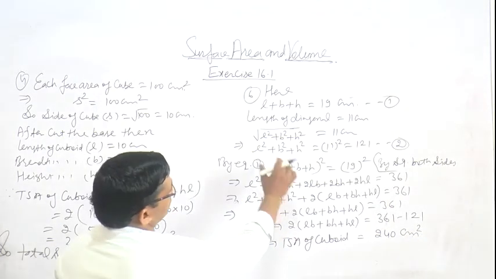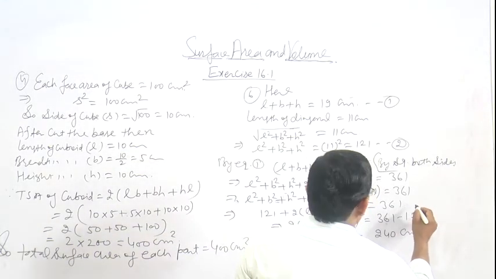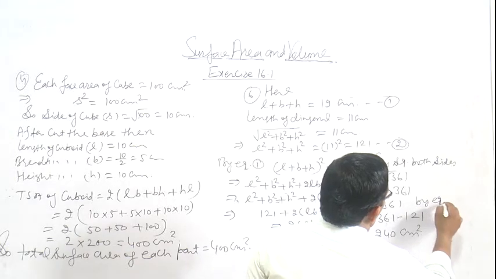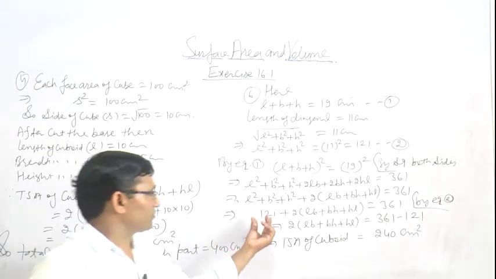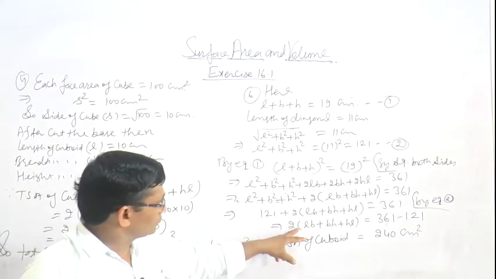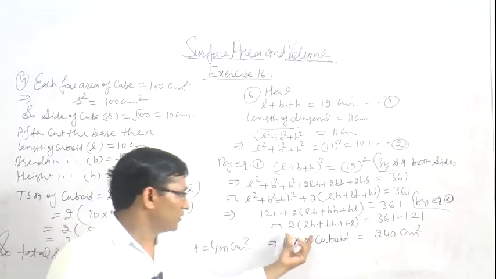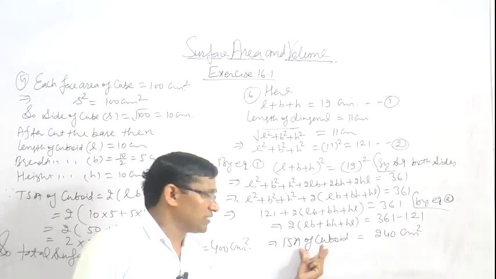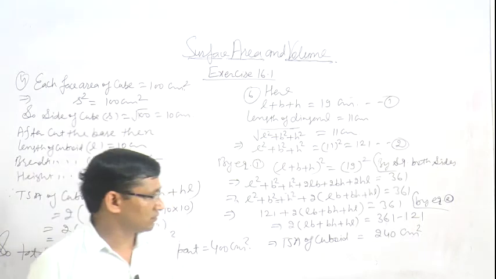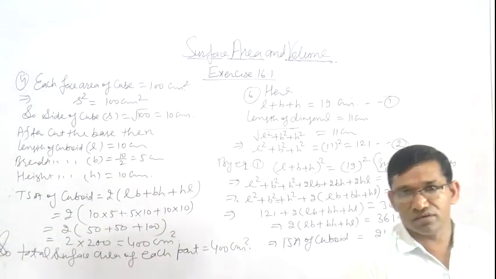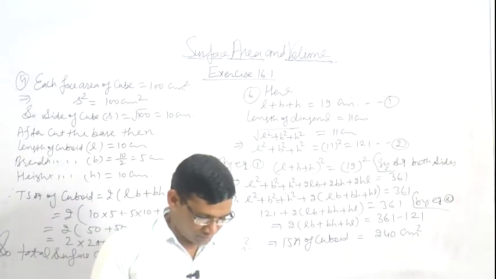By equation second, L square plus B square plus H square is 121. So we get 2 into (LB plus BH plus HL) is equal to 361 minus 121, and this is the formula of TSA of cuboid. So total surface area of cuboid is equal to 240 centimeter square. Okay, clear?